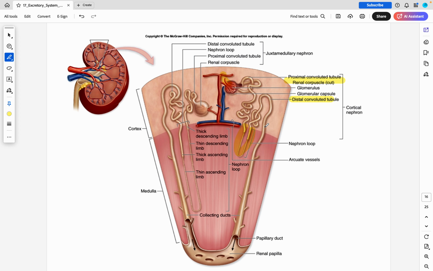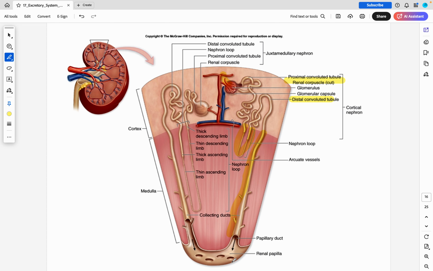Right? Then later on, the continuation of the tubules allows for the transport of material towards the collecting ducts that will open to the renal pelvis, right? Okay. More on the types of nephrons.